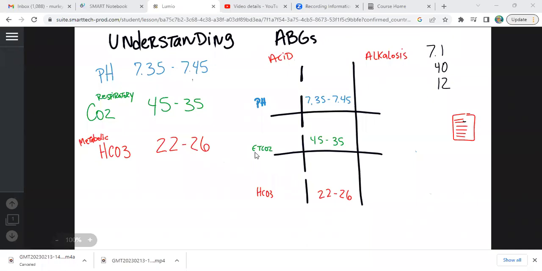So let's do one where the pH is 7.65. The CO2 level is 44, and the HCO3 is 30.